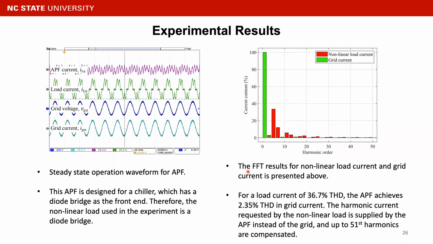On the right, we have the FFT results for the nonlinear load current and the grid current. As we can see, for a load current of 36.7% THD, the active power filter achieves 2.35% THD in grid current. The harmonic current requested by the nonlinear load is supplied by the active power filter instead of the grid, and up to the 51st order of harmonics are compensated.